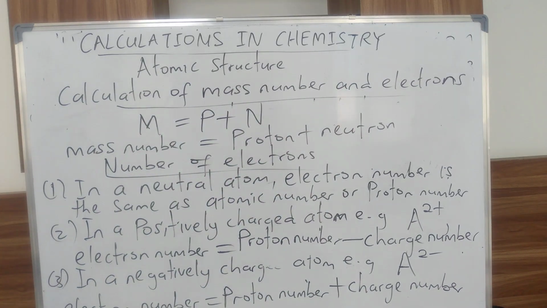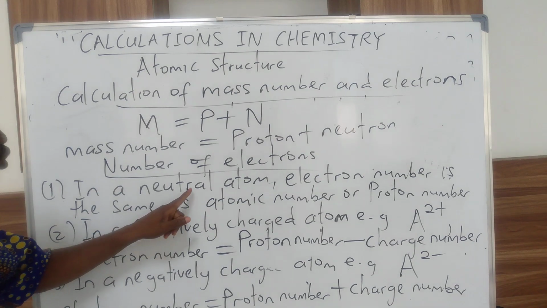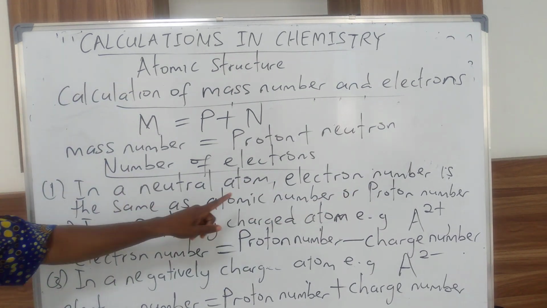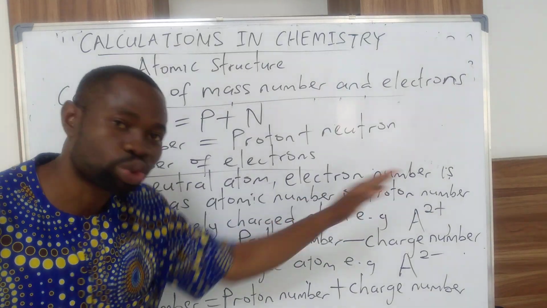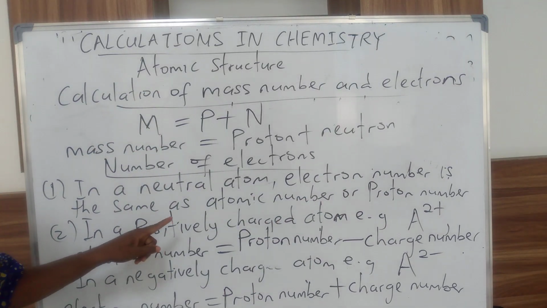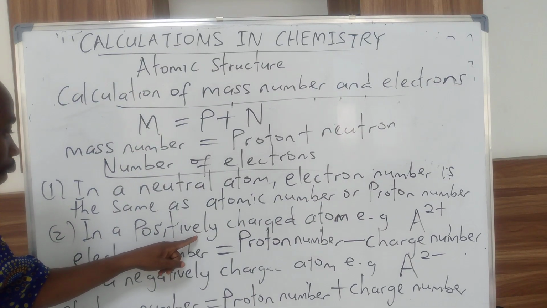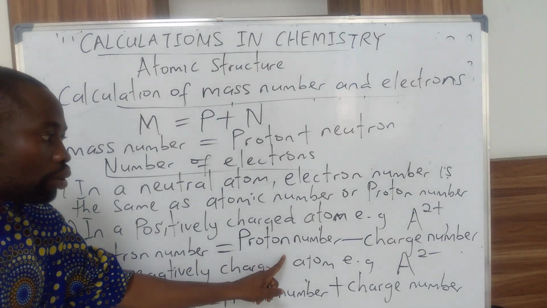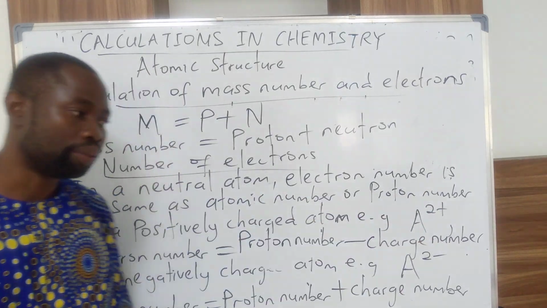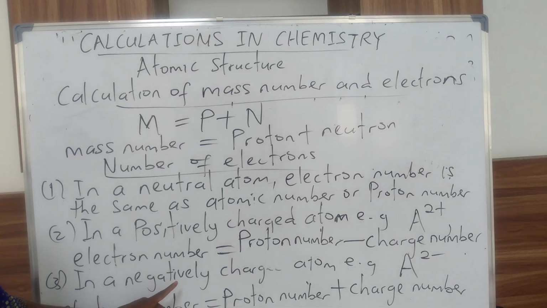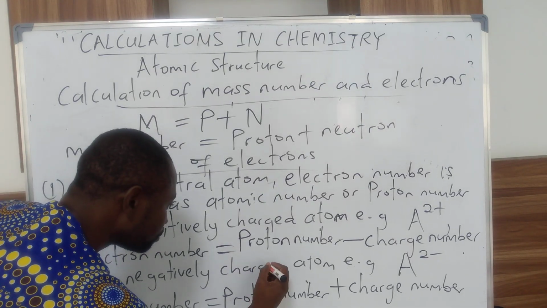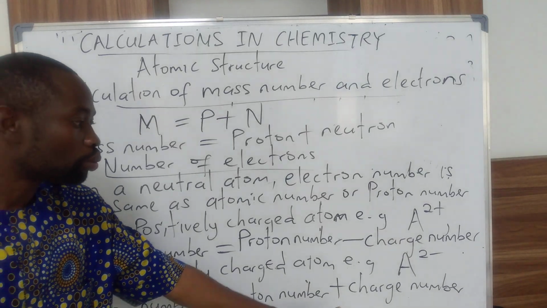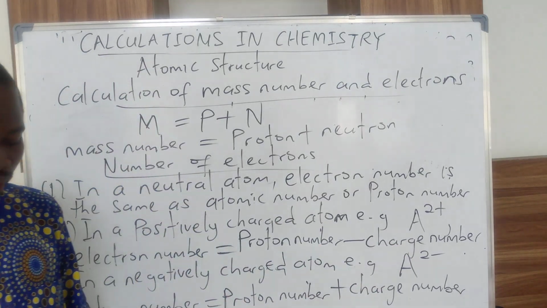Please, these three are very important. In a neutral atom, your electron number is the same as atomic number and proton number. In a positively charged atom, electron is proton minus the charge number. In a negatively charged atom, electron is proton plus the charge number.